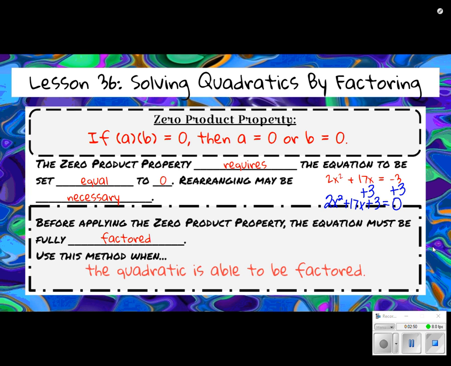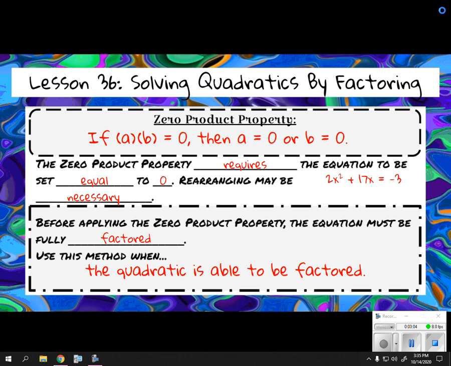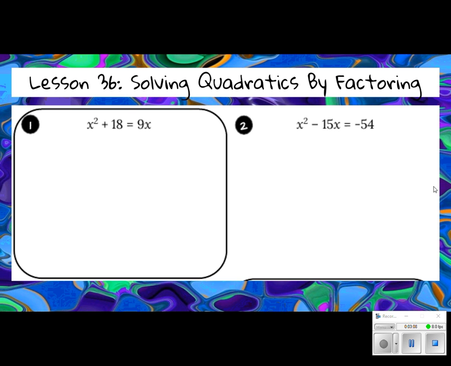You're going to use this method when you can factor a quadratic. Now, if something is unfactorable, this is not the best way to do it. And I have other methods that we're going to explore next week. But all of these are going to be able to be factored. You should not be writing unfactorable in this lesson. So, remember that it has to equal 0. If it doesn't equal 0, we have to rearrange it.